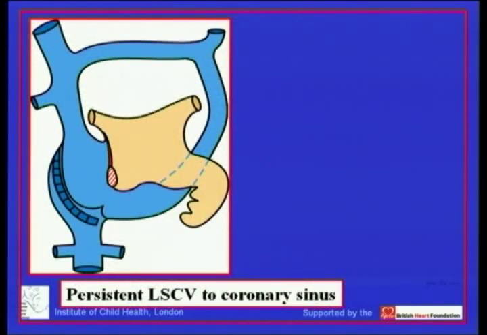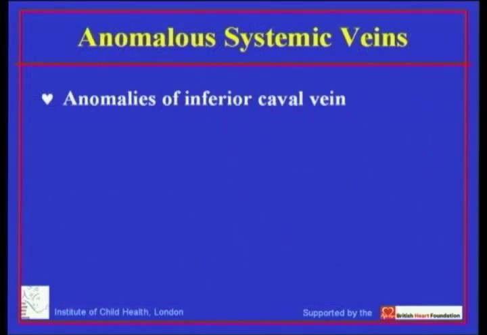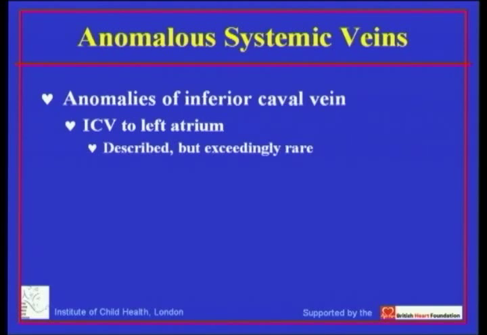Now a key point when we have persistence of the left superior caval vein and it's draining to the coronary sinus is the presence or absence of a brachiocephalic vein. And this is obviously of far more importance during life than it is in the autopsy room. But should the channel be absent, then it's not possible simply to tie off the persistent left superior caval vein as it would be if there was a channel. Turning our attention rapidly to anomalies of the inferior caval vein, we have to consider inferior caval vein to the left atrium.